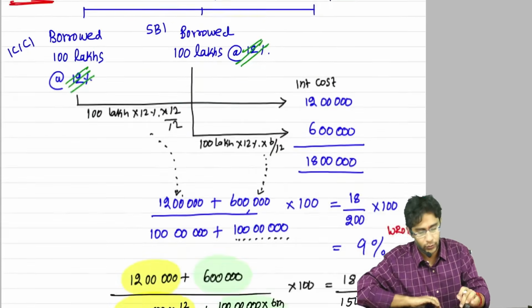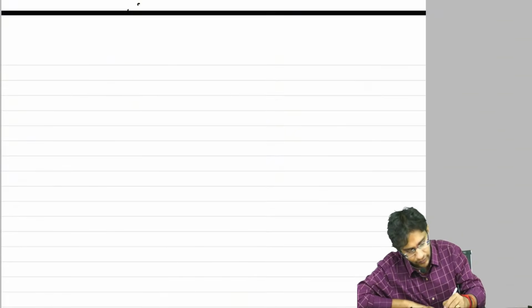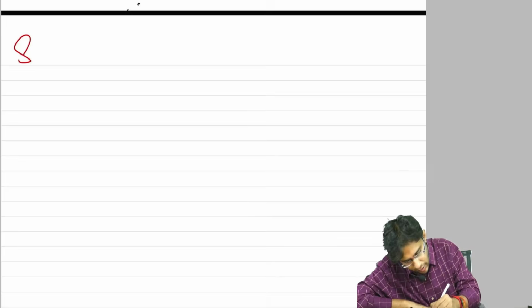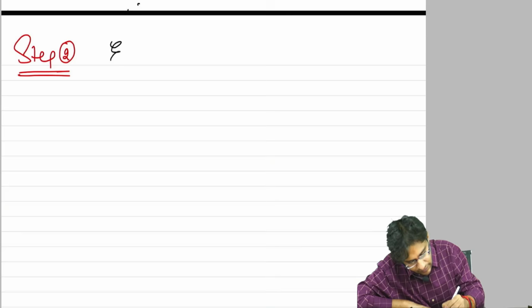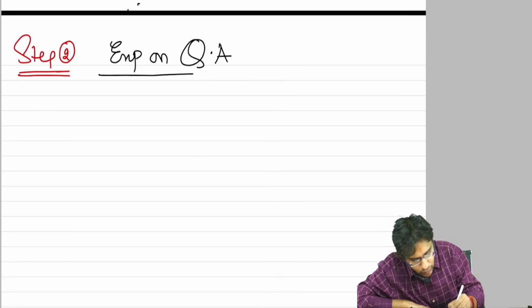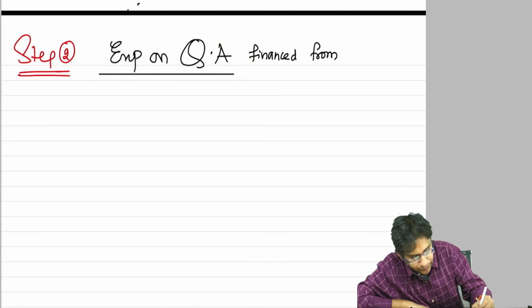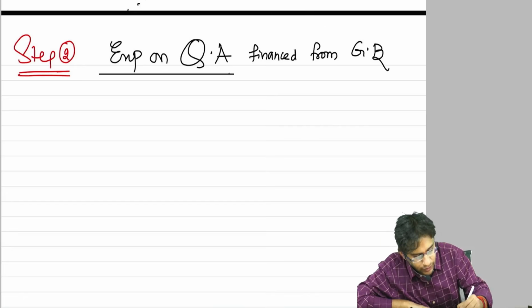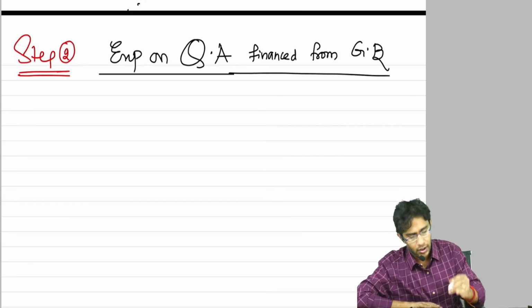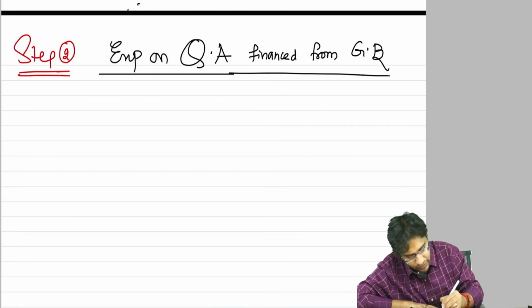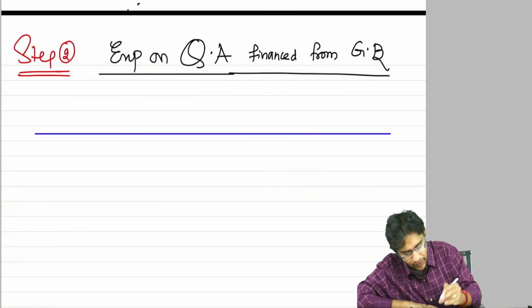Now step number 2. Expenditure on qualifying asset financed from general borrowings. I'll give you an example. Try to understand from this. Simple example.